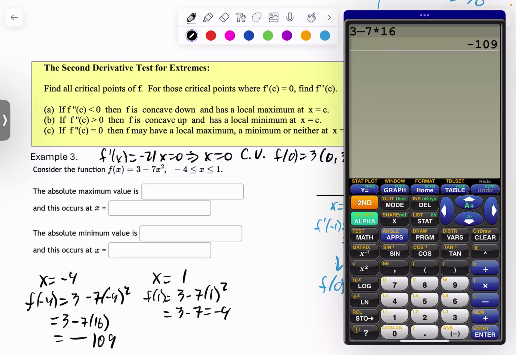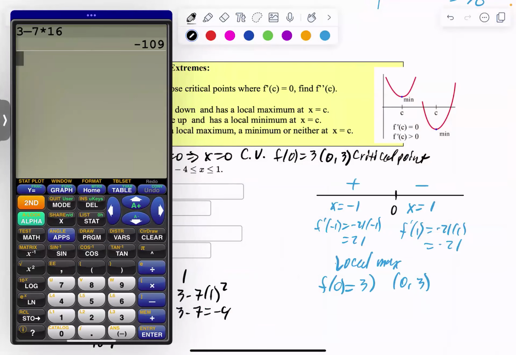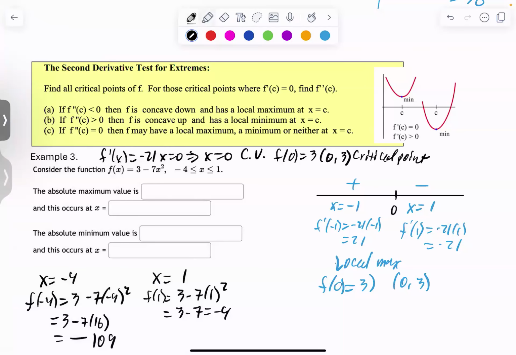So I want to take a look at everything that we have here. And what is the largest y value? So where I'm looking right now is I'm looking here, here, and here. Well, the largest y value for sure is the 3. And that occurs when x equals 0. And what is the smallest y value? That for sure is the negative 109. That occurs when x equals negative 4.